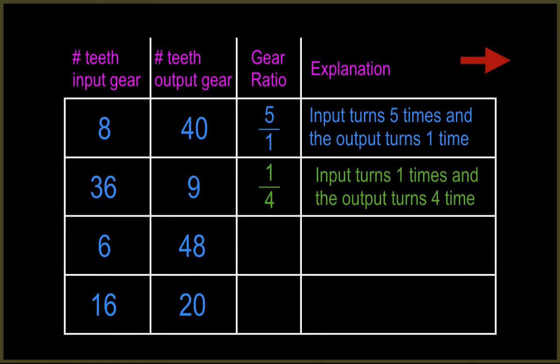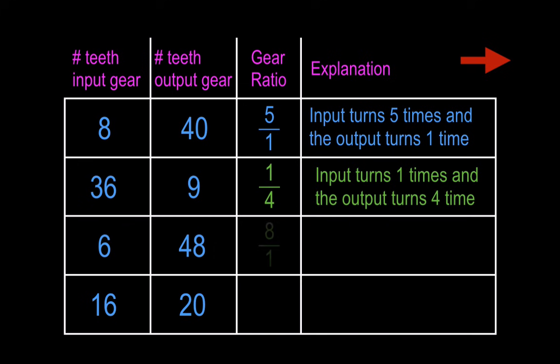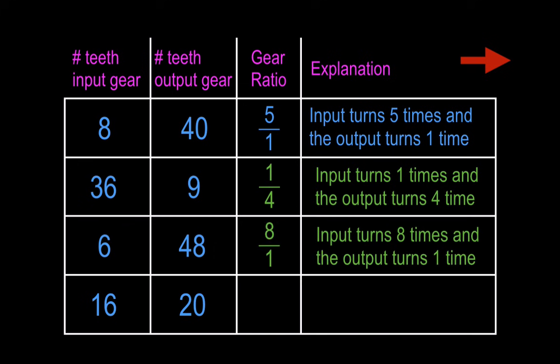Okay, next problem. This time 48 will be on top, and 6 will be on the bottom. The reason is output on top, input on bottom, and then you pretty much flip-flop it when you go to read it in words. So that will simplify out to 8 over 1, which means the input turns 8 times for every 1 time the output turns. Which makes sense. We're starting with a small gear. We're going to have to turn it a bunch of times to make that large gear turn.